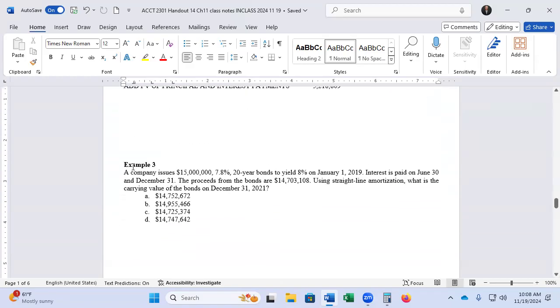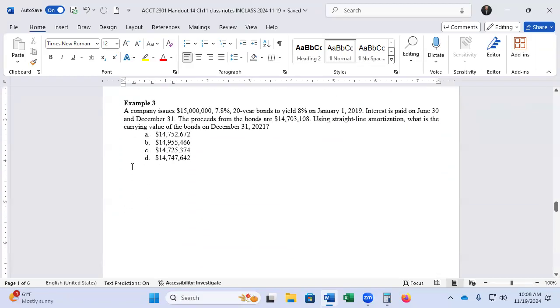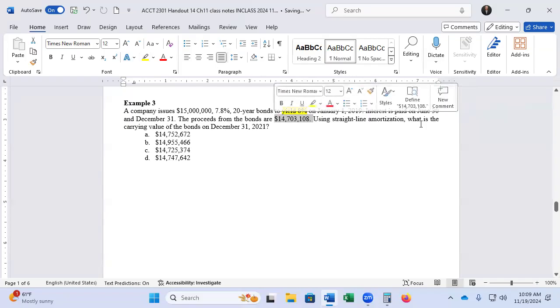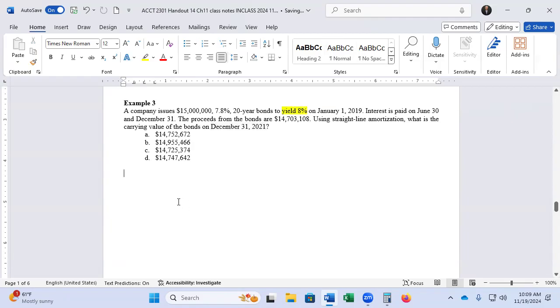Okay, no questions. We'll jump to example 3. Company issues 15 million, 7.8%, 20-year bonds to yield 8%. Interest is paid on June 30 and December 31st. The proceeds from the bonds are 14,703,108. Using straight line amortization, what is the carrying value of the bonds on December 31st, 2021? So first of all, is this a discount or a premium? Right, it's a discount.